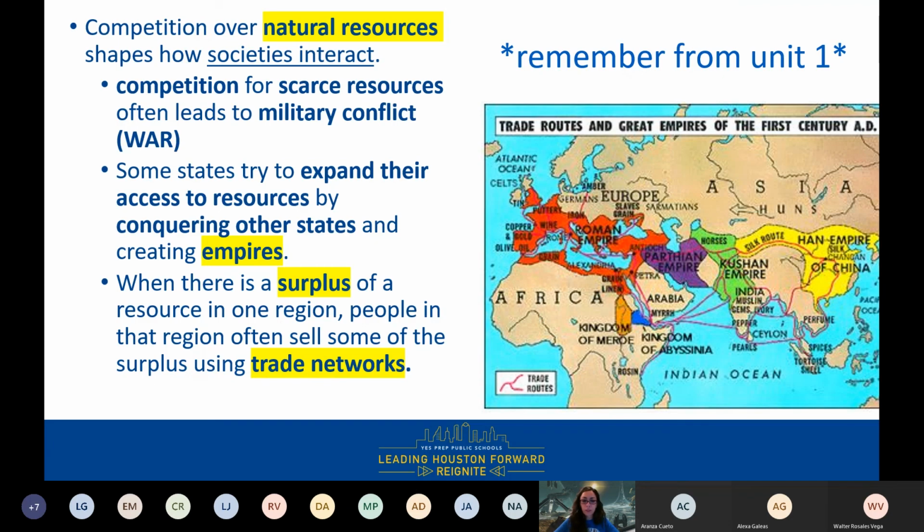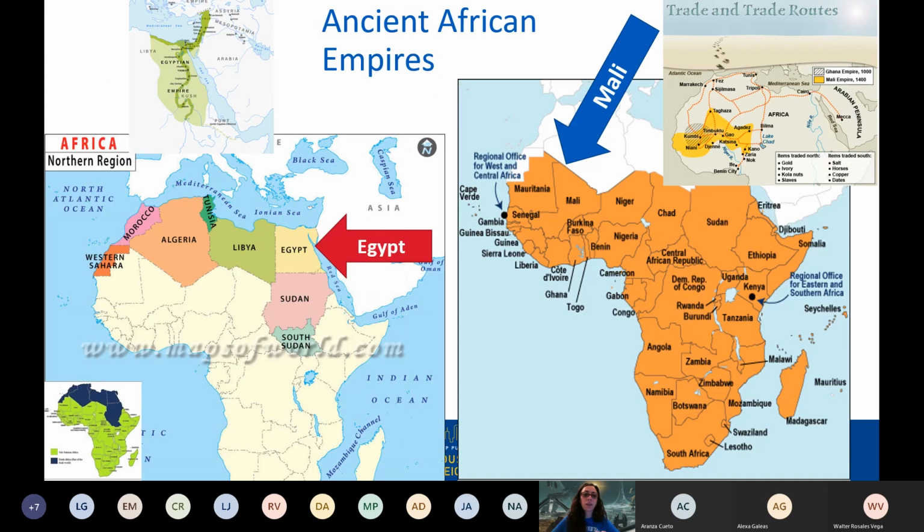Remember from Unit 1, don't write this down, but when we looked at resources and scarcity, we made mention of empires as forming to conquer to get resources, and then they developed trade networks. And our next 2 anchor states were homes of fascinating ancient empires in Africa that did just that.